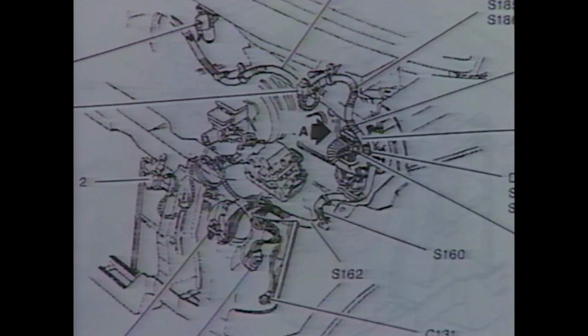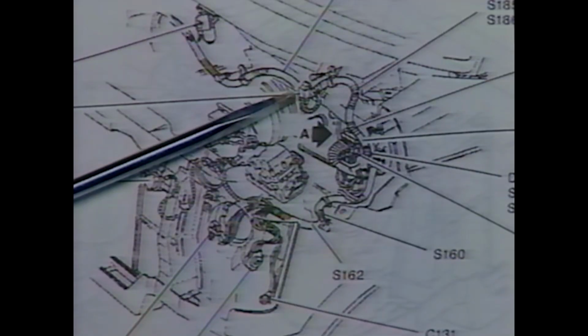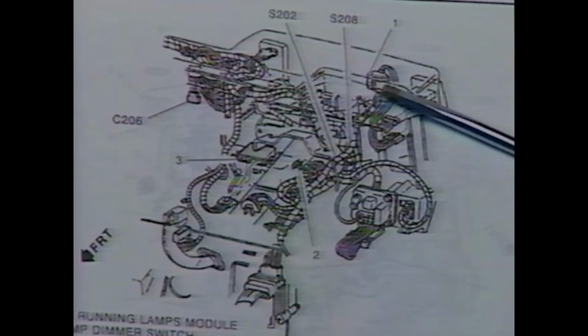Also located behind the knee bolster is a relay bracket. The DRL relay is just one of the 35 relays in the bracket. Refer to your service manual for the exact location of the DRL relay. In the M and L vans, the relay is under the hood to the driver's side of the brake booster. The DRL module is taped to the headlight wiring harness near the headlight switch.